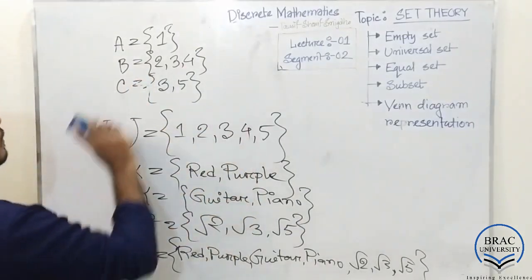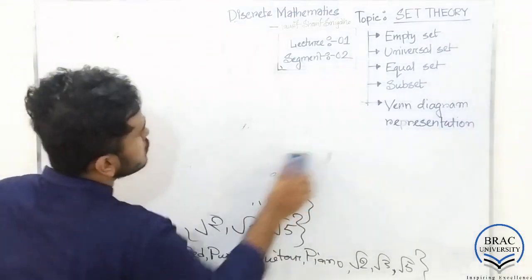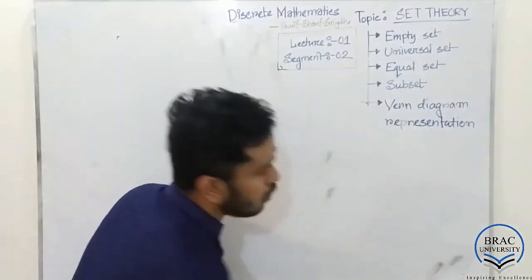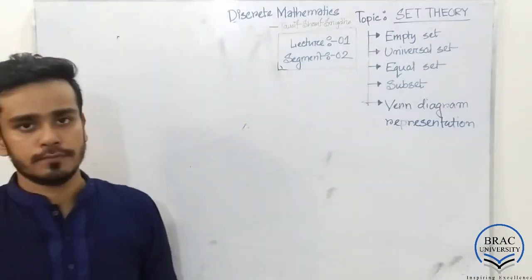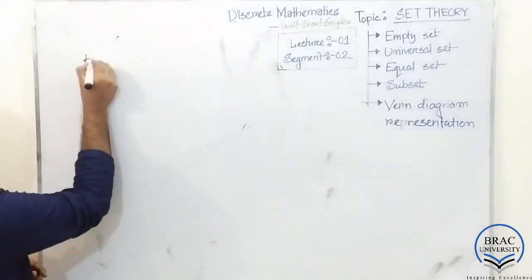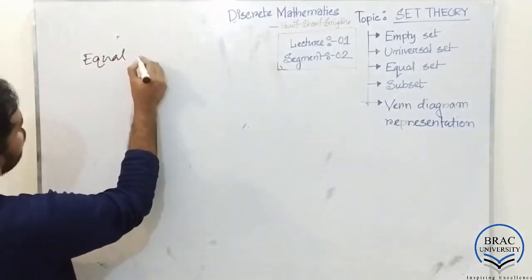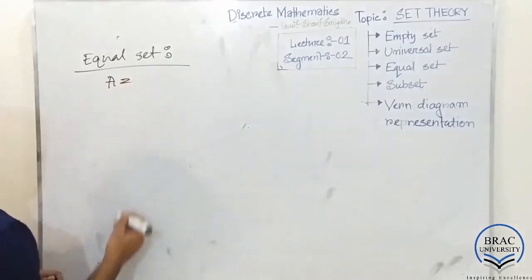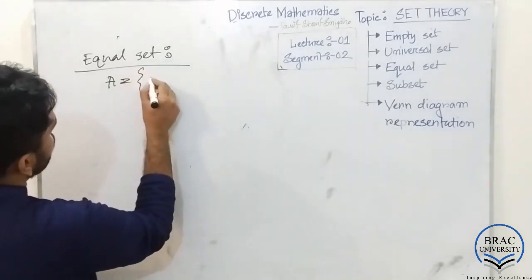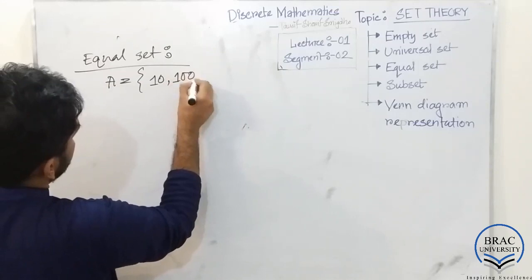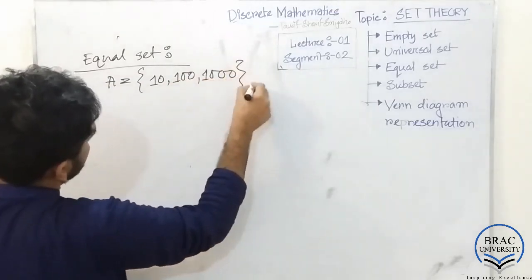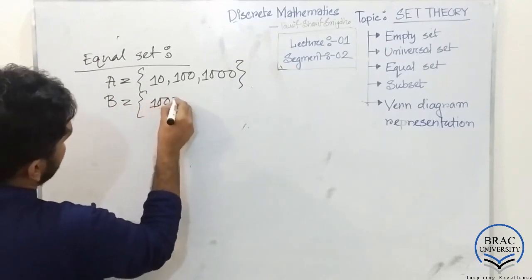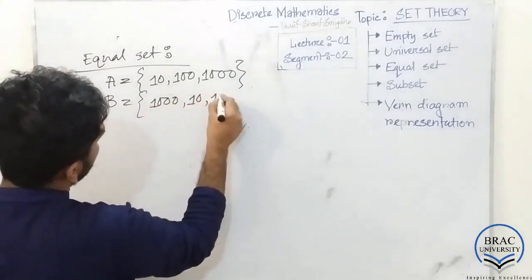Okay, now we'll discuss equal set. So when do we call 2 sets equal? Okay, let's start with an example. For example, set A is equal to {10, 100, 1000}, and set B has 1000, 10 and 100.